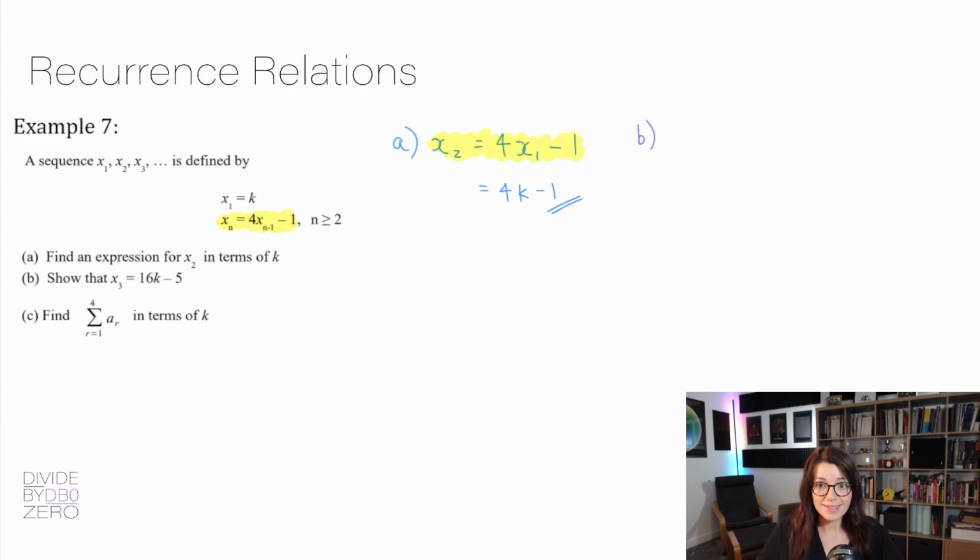For part B, it says show that x3 equals 16k minus 5. So again, we're going to use the recurrence relation and say that x3 is equal to 4 times x2 take away 1. Again, that's just using the definition given.